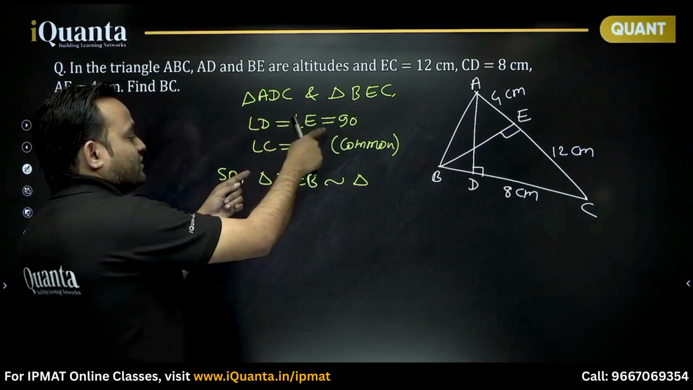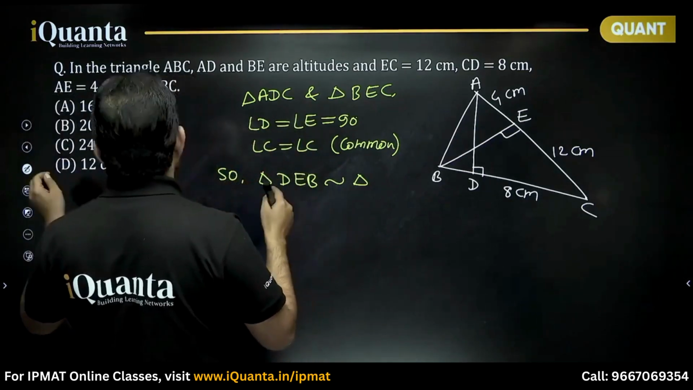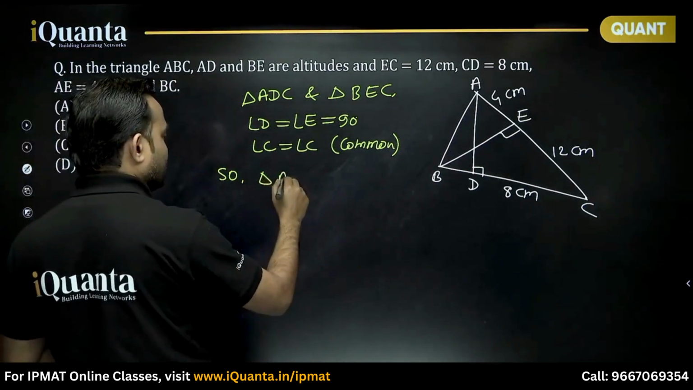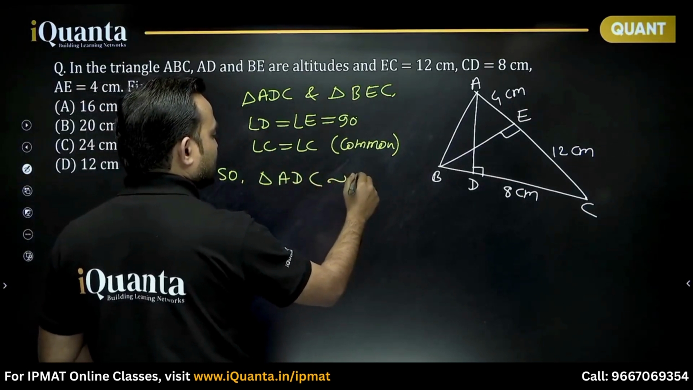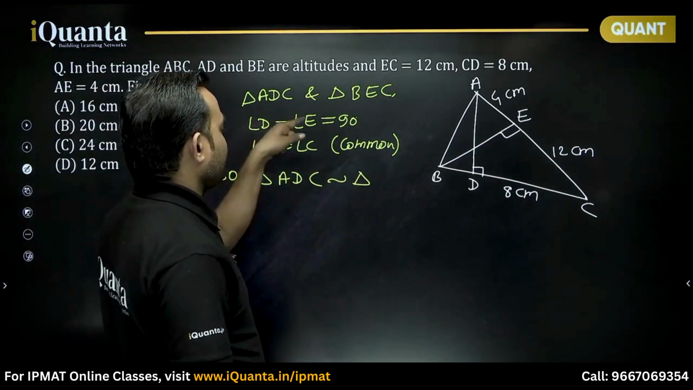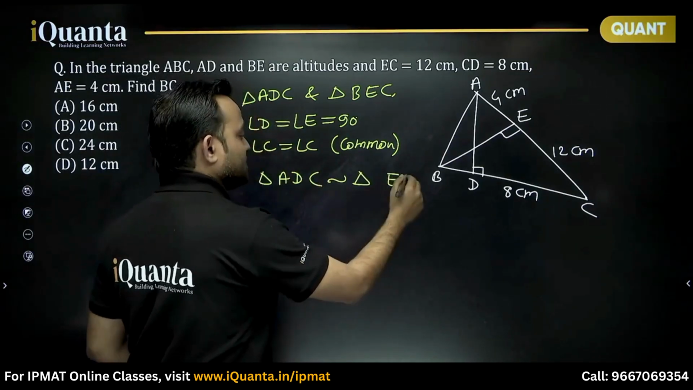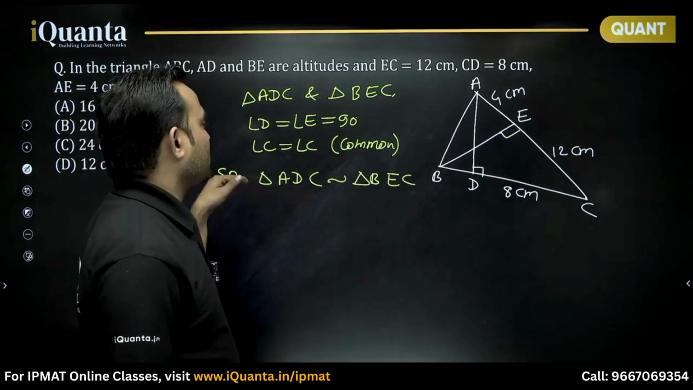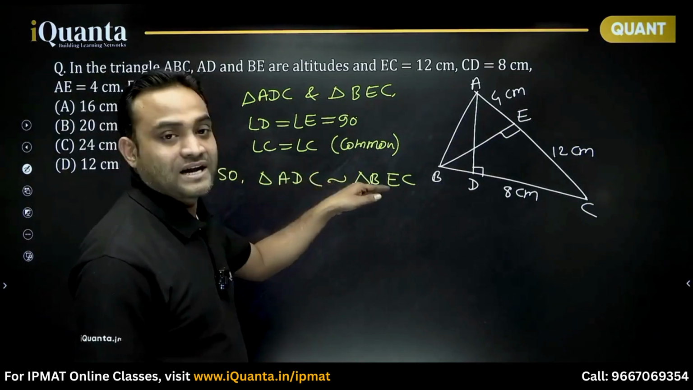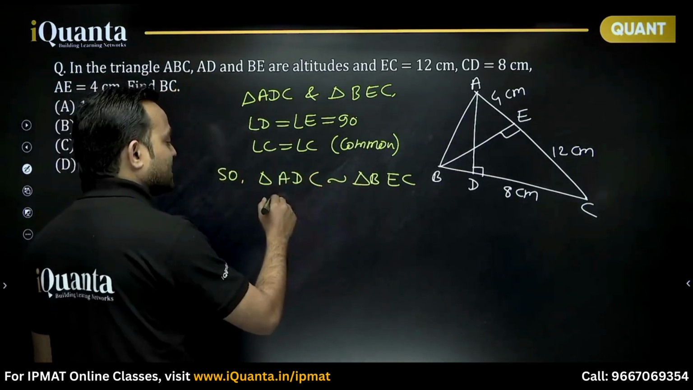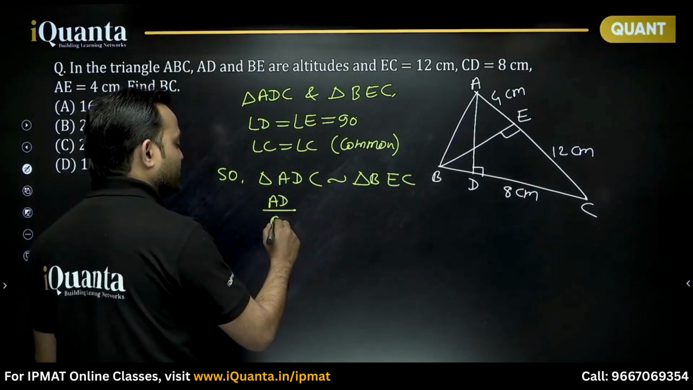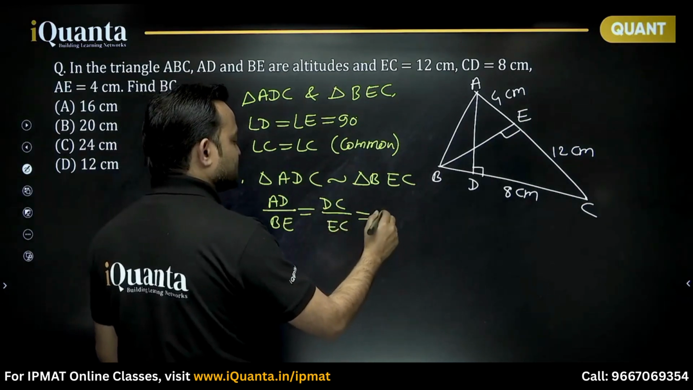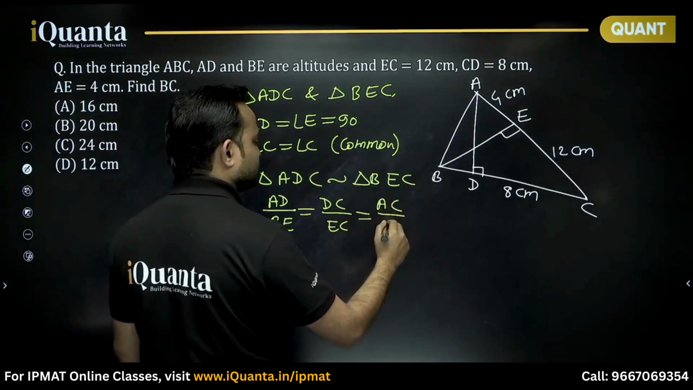Now, with respect to D, one of the triangles was ADC. So let's write A, D and C will be similar to the triangle. Instead of D, we should write E here. Instead of C, we write C, and the remaining vertex A will correspond to B. So this should be the order. Triangle ADC is similar to triangle BEC. Now if these two triangles are similar, we can say AD upon BE is equal to DC upon EC, which is equal to AC upon BC.